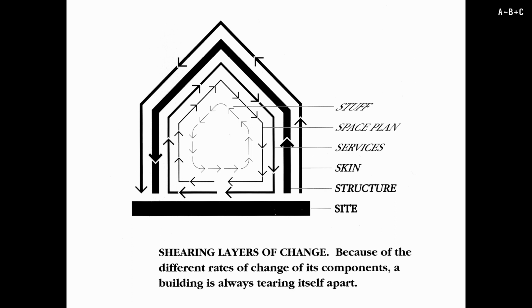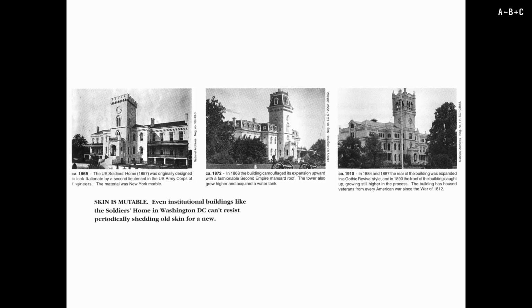And then you've got services, space plan, and stuff. And stuff and space plan are both very fine lines. They change all the time. Services change quite a bit. Skin changes a bit more than that. Structure changes least of all the layers of the building. And then sight is this kind of permanent thing. And he has various little photographic studies of different buildings which explore these different things.